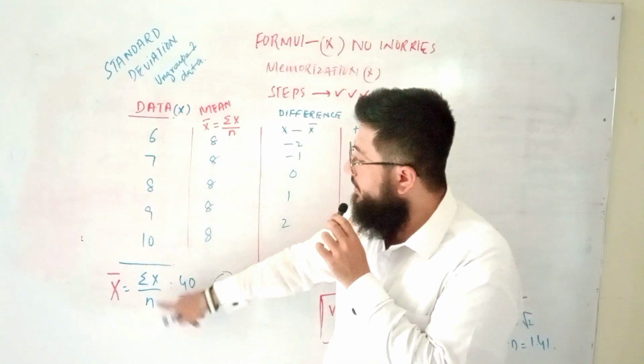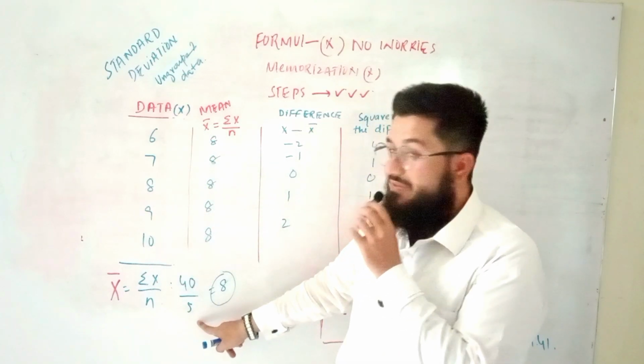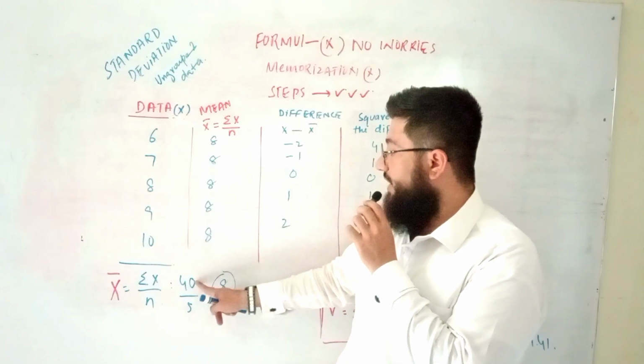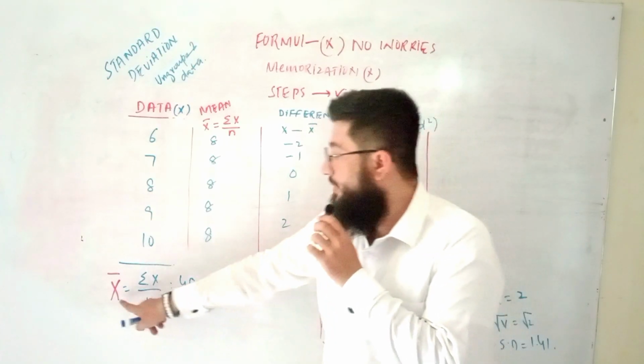40 divided by the number of observations, that is 1, 2, 3, 4, 5. So 5 is the number here. Now just solve this, you will get 8. 5 ones are 5, 5 eights are 40. So now we have 8. This is your x bar.